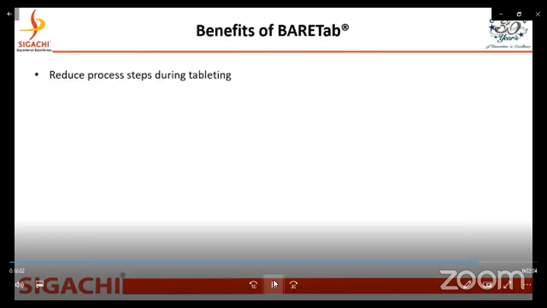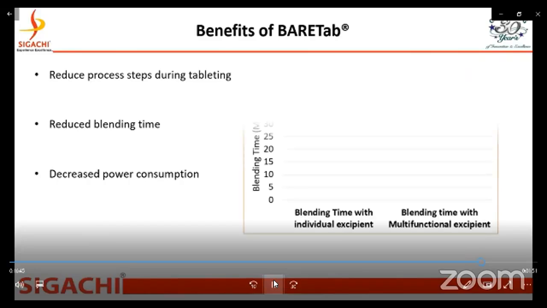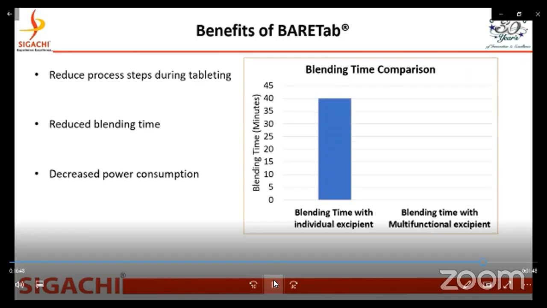BHAPH has some benefits for formulators like reduced process steps during tableting, reduced blending time, and decreased power consumption. We are showing how to decrease blending time. We make a blend with physical mixing or individual excipients and with BHAPH or multifunctional excipient. And we can easily conclude BHAPH takes less time as compared to physical mixing.